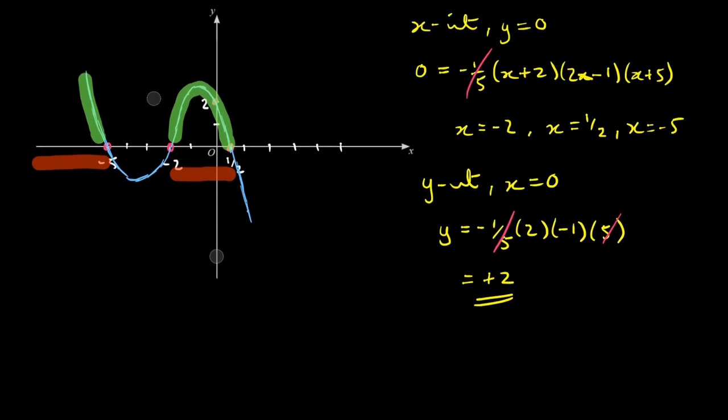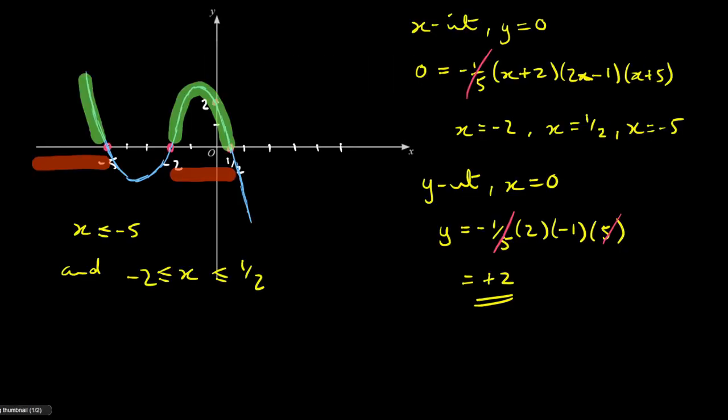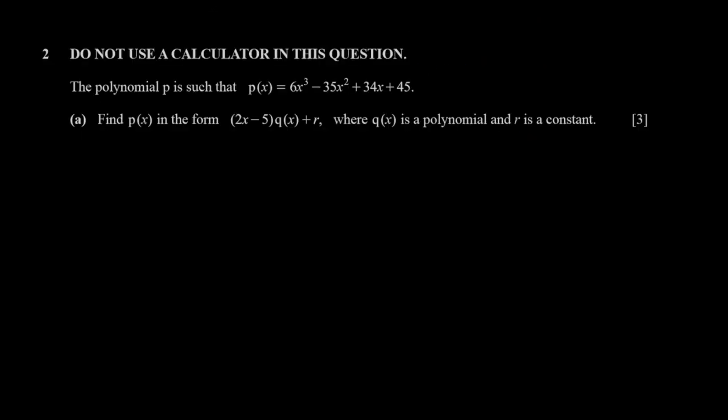So the inequality is satisfied when x is less than or equal to negative 5 and when x is between negative 2 and positive a half. Okay, that will be the solution to that inequality there. And the way we do it is by looking at the graph.